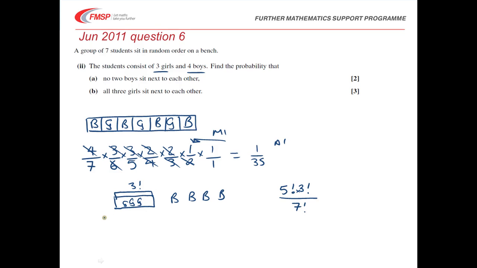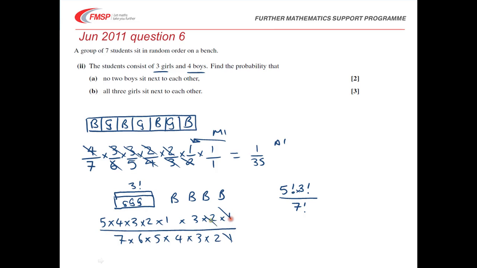So what we can do is set this up. We've got 5 times 4 times 3 times 2 times 1 times by 3 times 2 times 1 divided by 7 factorial. Of course, you could do this on your calculator, but sometimes it's a bit nicer not to, in my view. So we can see lots of things are going to start cancelling. The 4 cancels with the 4, 5 with the 5, the 3 times 2 cancels with the 6, and we end up with 1 over 7 as the answer.